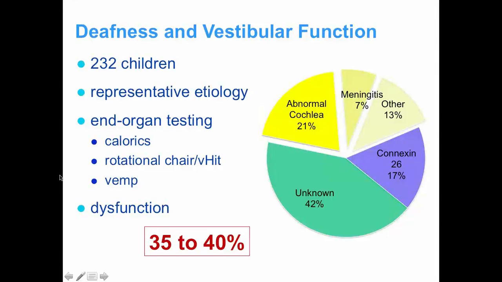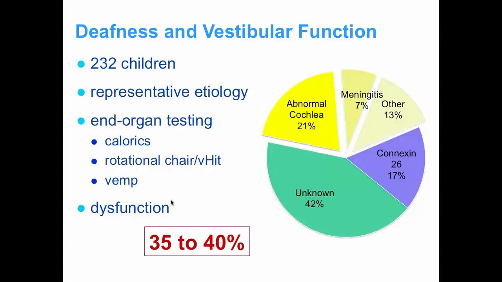And we've done a whole host of things in terms of end organ testing. The majority of these children would have gotten caloric testing. Early on, they were receiving rotational chair testing, and we've essentially exclusively replaced that with video head impulse testing. They would also have received a balance assessment, which we'll talk about a little later in the talk.